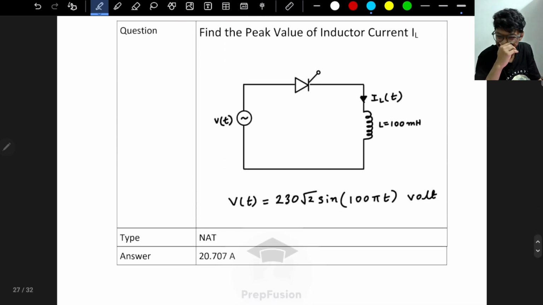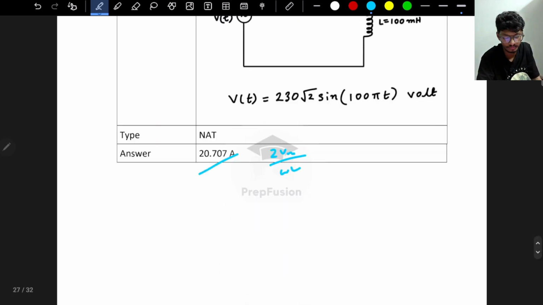The peak value. This is again a very standard question. This is like the first or second question that we do in rectifiers. So the peak value of current will come out to be 2 Vm upon omega. This will be the peak value of current. So it will come out to 20.707.